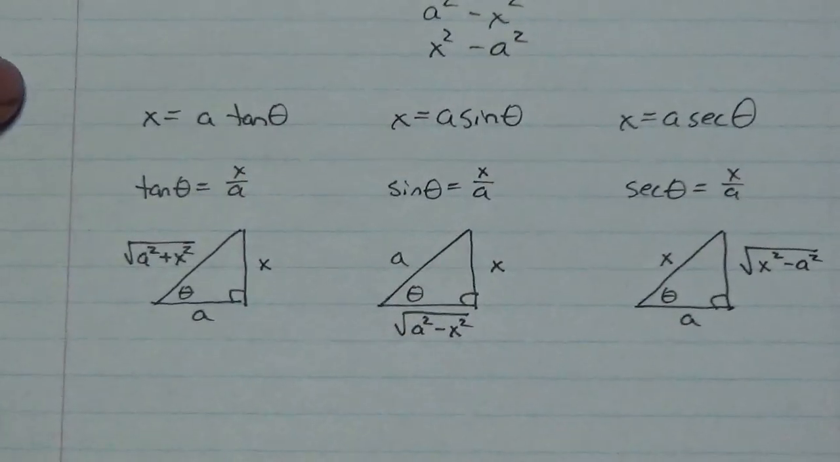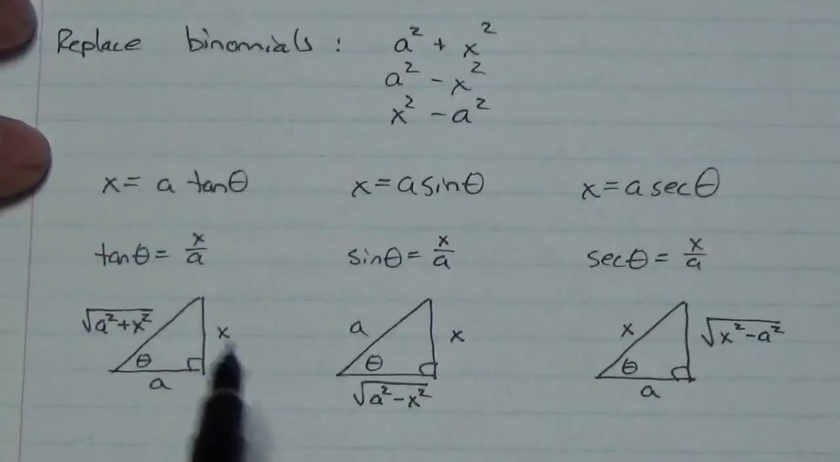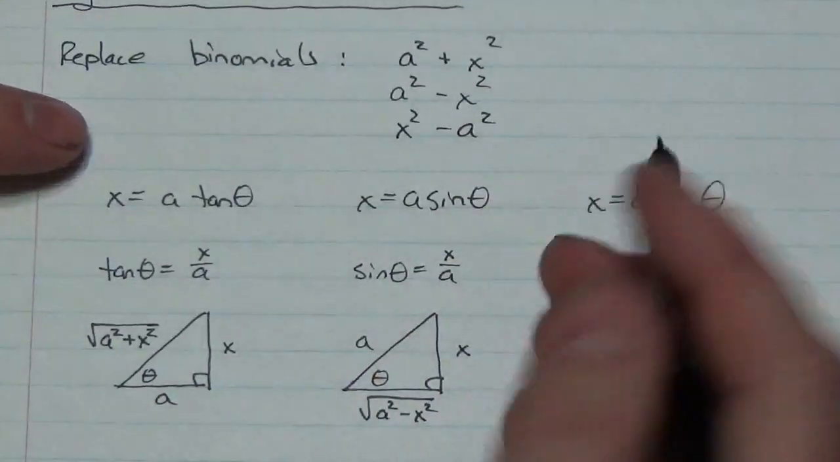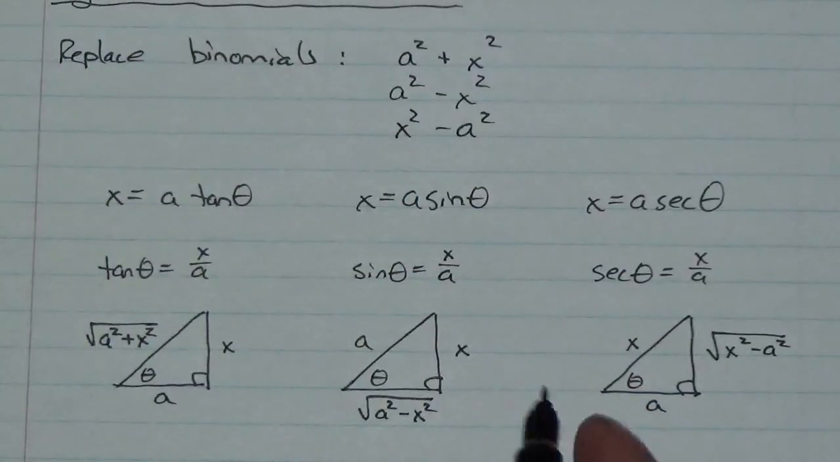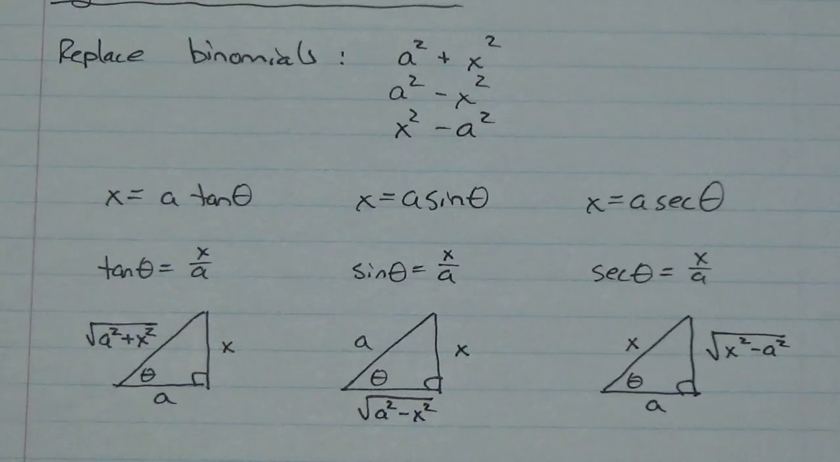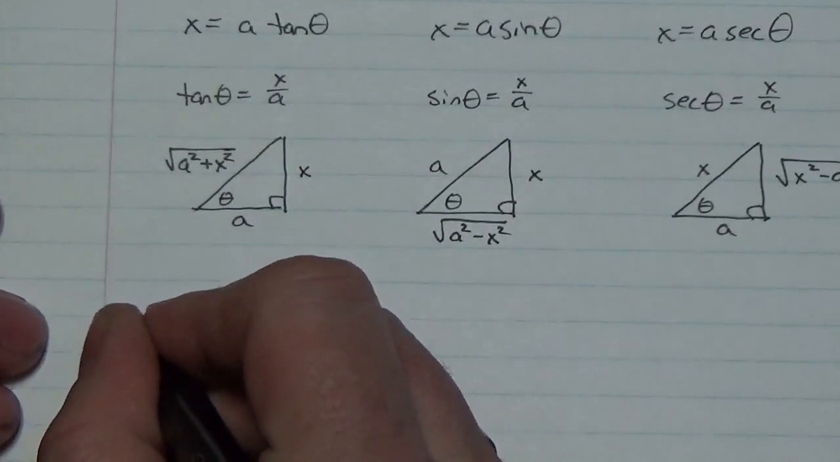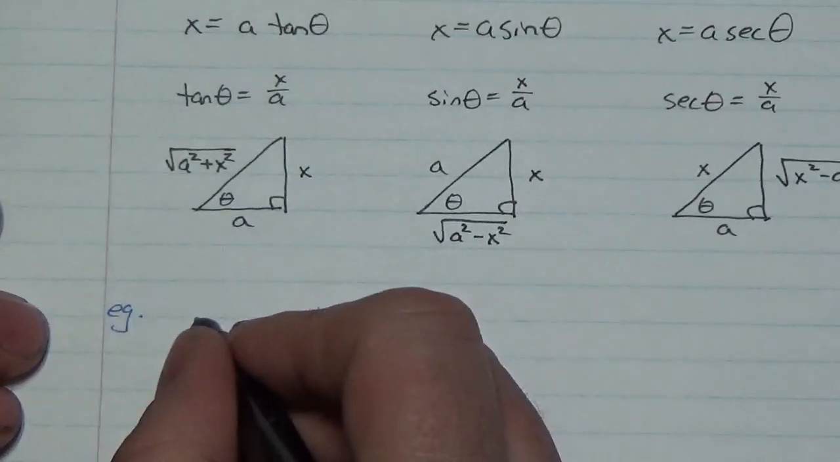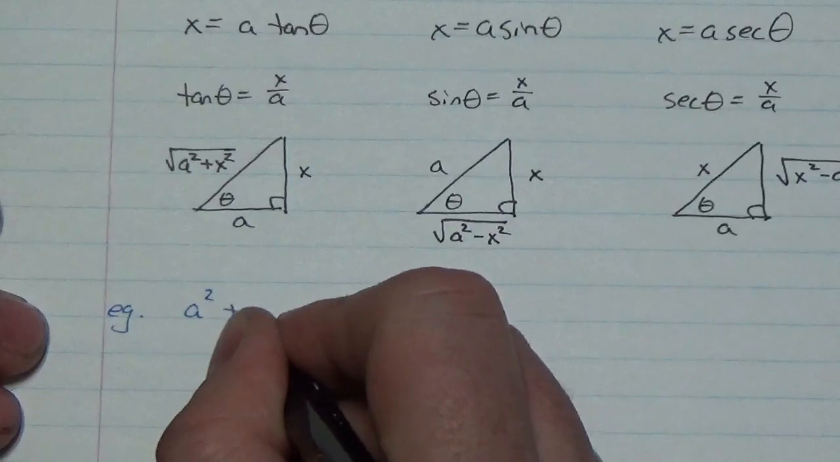Now, how does this work? We see a link clearly to the binomials up here, but how do those substitutions make any kind of a difference whatsoever? Well, let's take a quick look at the first one, x is equal to a tangent of theta. I'm just going to change colors here. Let's say that we have this expression right here, just for an example. Let's say that in our integral we see an a squared plus an x squared.